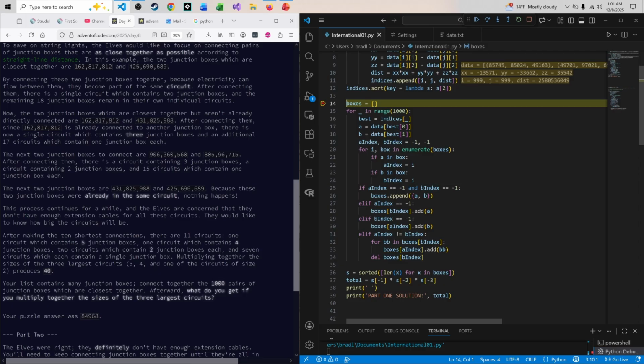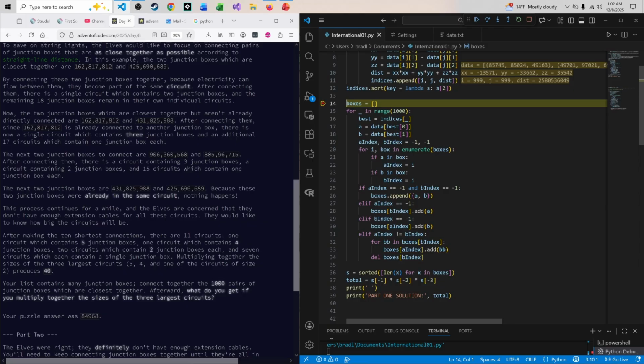Otherwise, in this case, one of the two values has to be not a -1, so it has to be somewhere in there. But if the first one's a -1, that means that the other one is found somewhere, but this one isn't. So we're going to add this one into the other. And if the B index is equal to -1, that means that whatever the A index, we found that one. So we're going to add the other one into there.